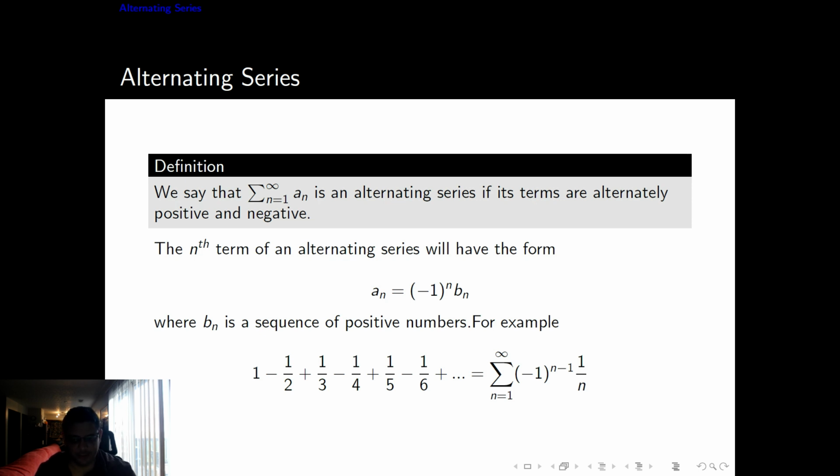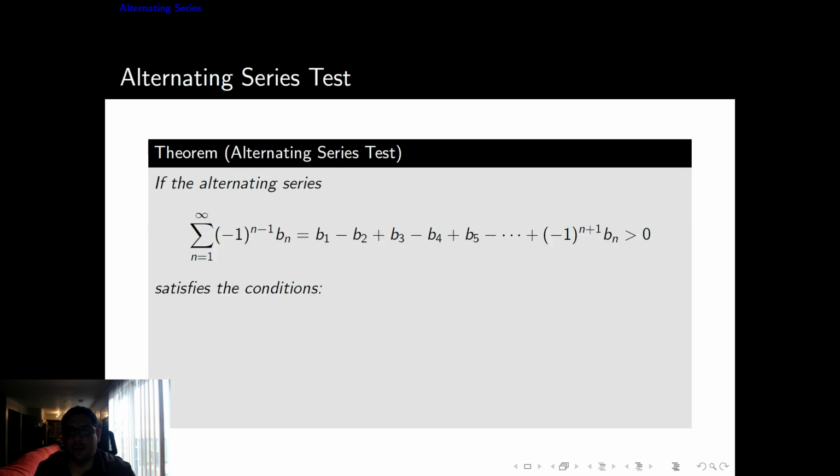Now, of course, because we're doing series, we want to know whether a series is going to be convergent. So we have a series of the form minus 1 to the n, or minus 1 to the n plus 1, times bn, where bn satisfies the condition of being decreasing, and also the limit as n goes to infinity of the sequence bn is 0. Then we can say that the series is convergent. We call this the alternating series test.